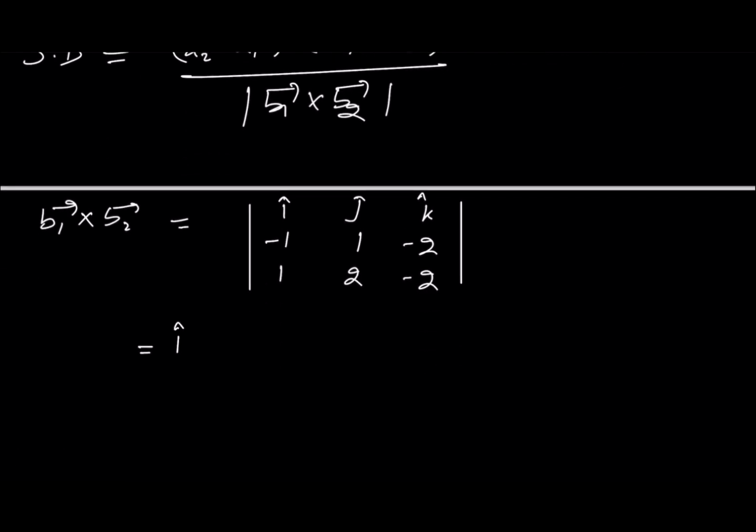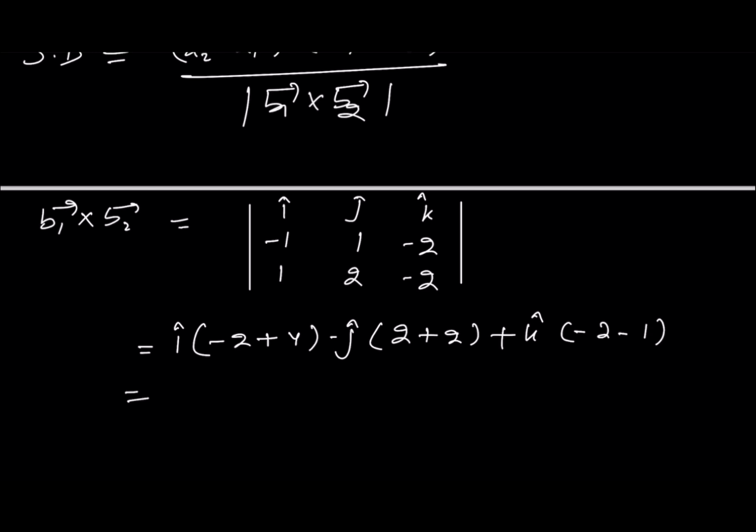So this will be i cap times minus 2 plus 4, minus j cap times 2 plus 2, plus k cap times minus 2 minus 1, which is 2 i cap minus 4 j cap minus 3 k cap.